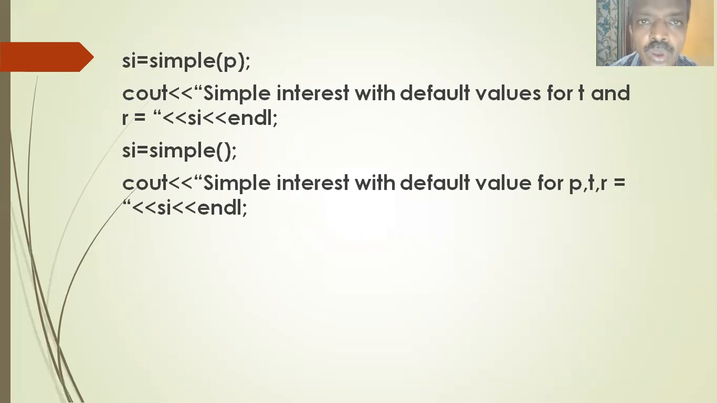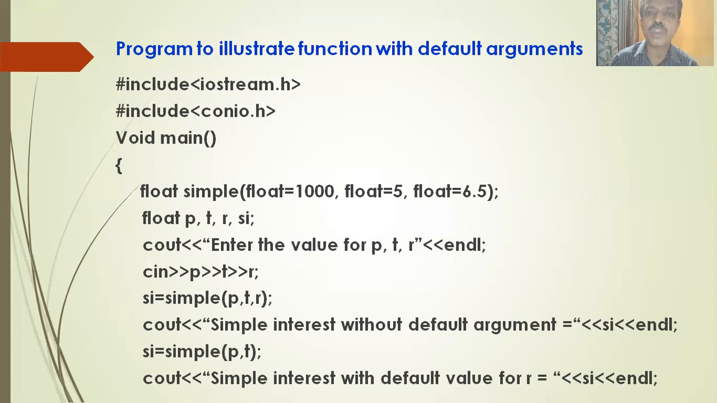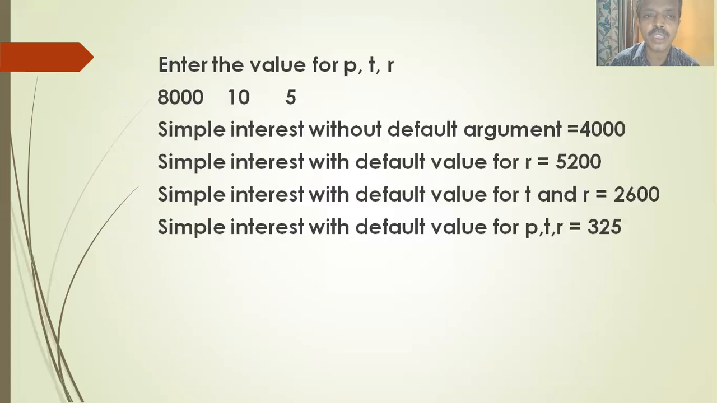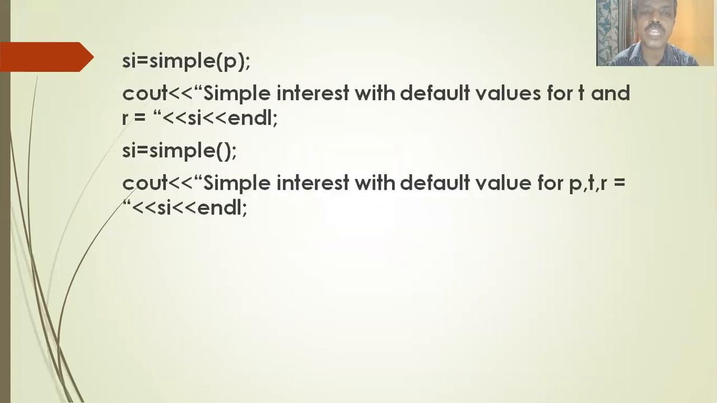And the last case, you are calling the function SI equal to only simple. So here all the 3 arguments are missing. In this case, it will make use of the default value for P, that is equal to 1000, for T equal to 5, and for R it will use the default value equal to 6.5. Because in the last case, all the three arguments are missing, display simple interest with default values for P, T, R equal to the value of SI.